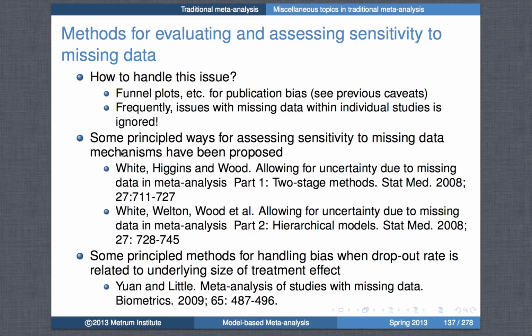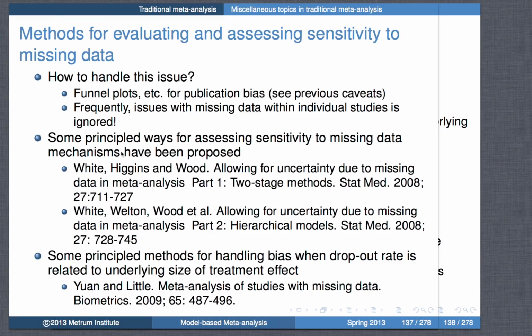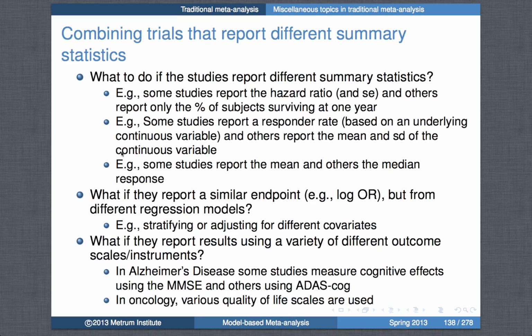But as far as I know, that's sort of the extent of the meta-analysis literature in terms of dealing with missing data. So it's really an area open for additional research. So the last little topic we'll talk about briefly here is how do we combine trials that report different summary statistics?